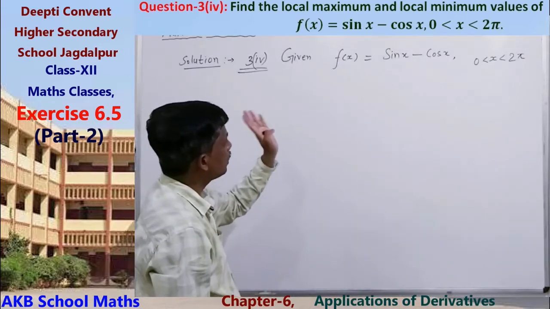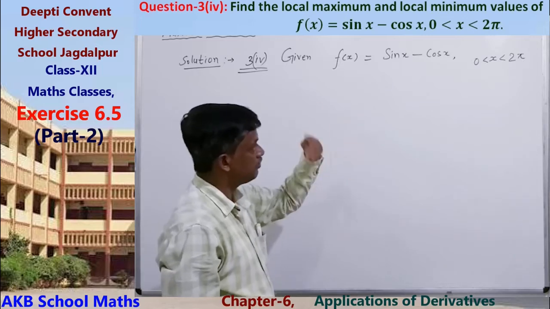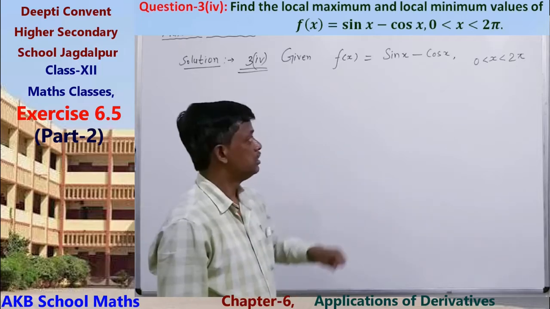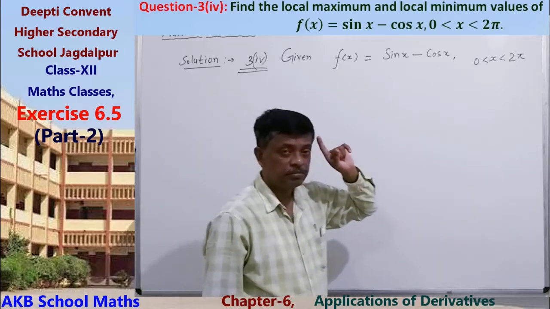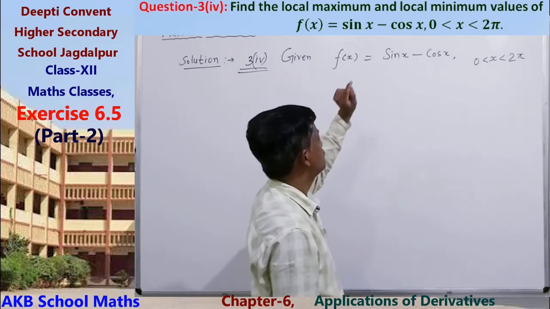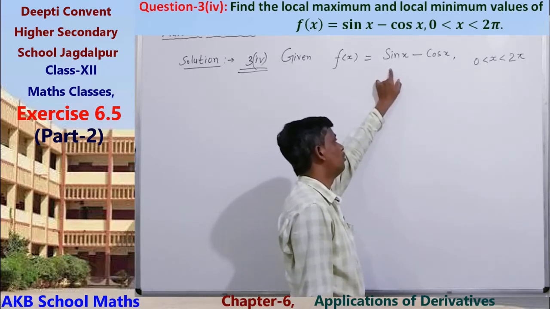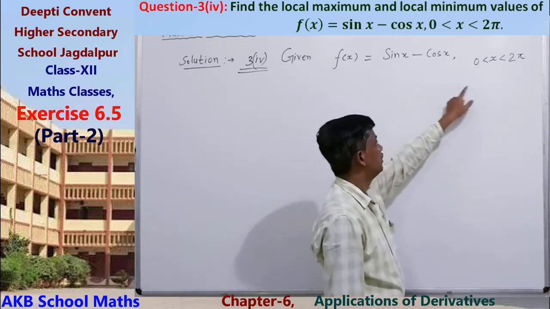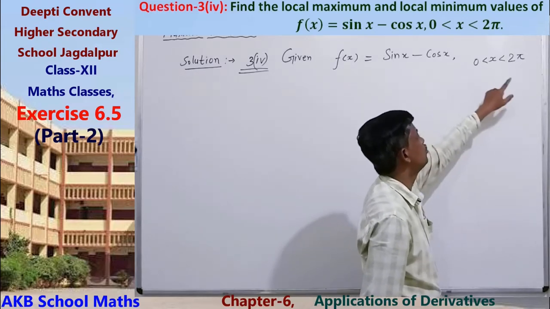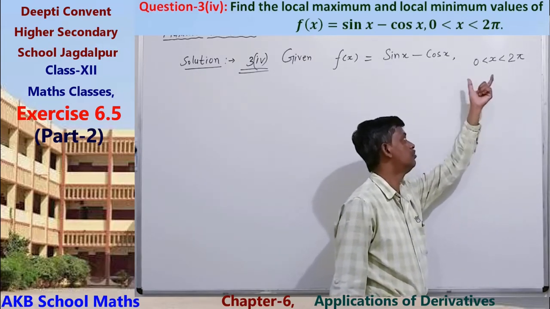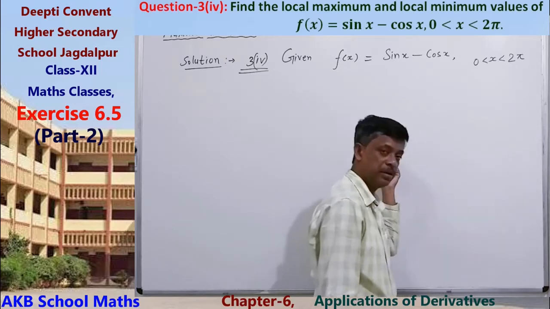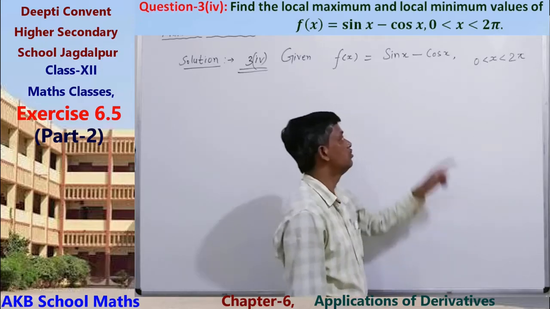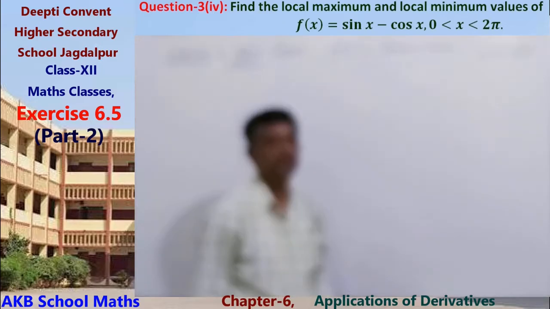We have to find the local maxima and minima, if they exist, and the local maximum value and local minimum value. Here, why local? Because this function is defined for all values of x on the real line, but here x lies between 0 and 2 pi, and only for this interval, this local part of the domain, we have to find the maximum and minimum value. That's why we call them local maximum and local minimum value.